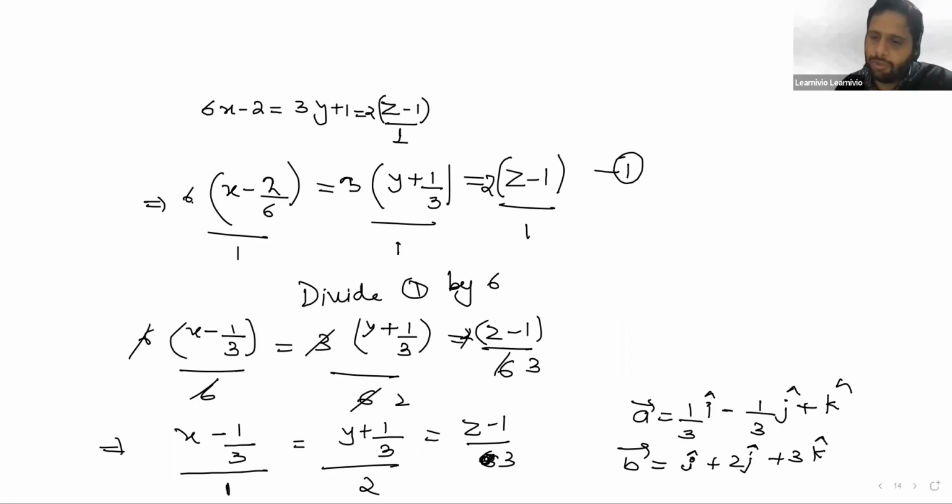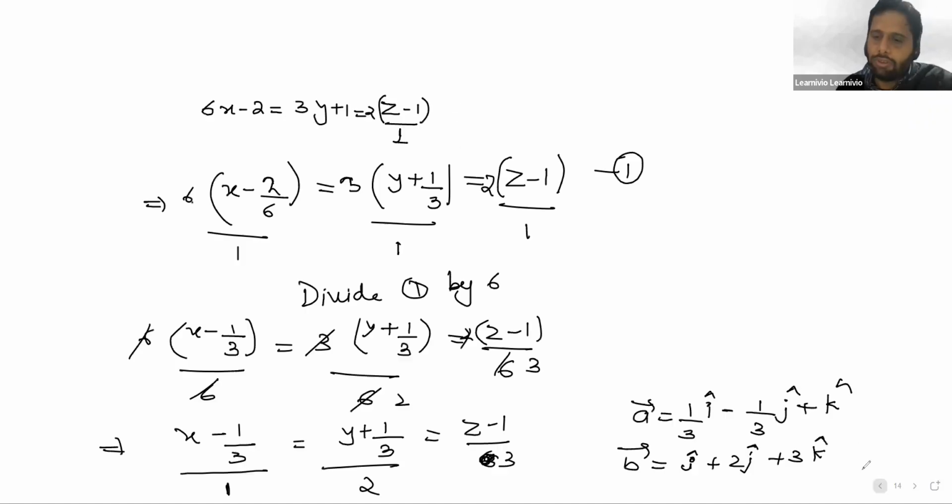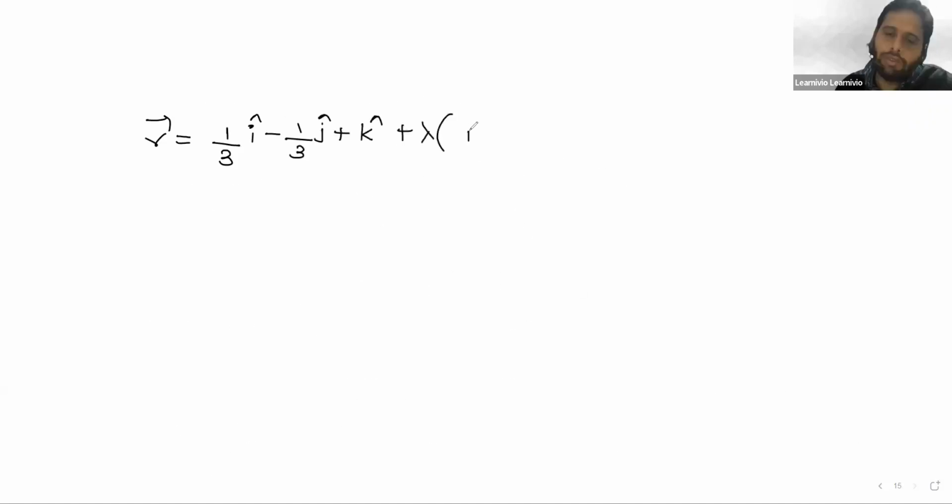So what vector equation will you get? r is equal to A plus lambda B. So 1 by 3 i cap minus 1 by 3 j cap plus k cap, plus lambda times B. B is i cap plus 2j cap plus 3k cap. So this is your vector equation.